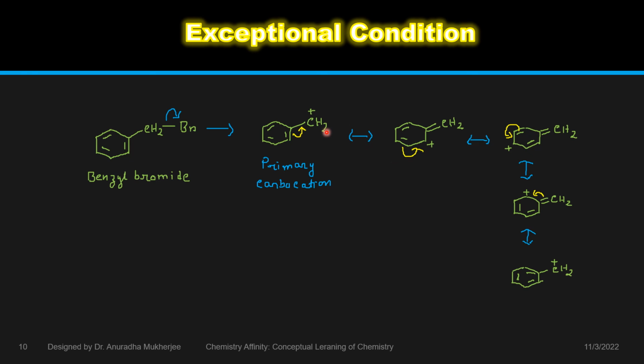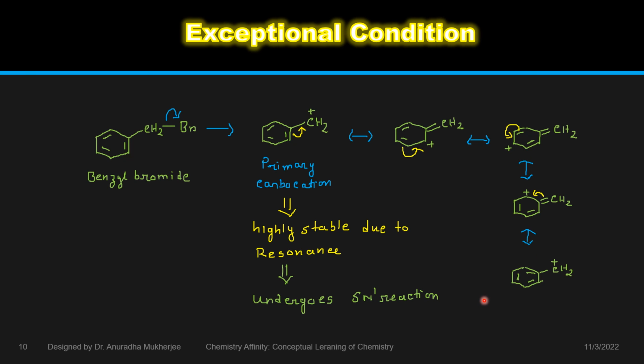because this benzyl carbocation undergoes resonance, because it is connected with the aromatic system, and here the resonance of the benzyl carbocation has been shown. So that's why benzyl carbocation is a highly stable carbocation. Since it's a very stable carbocation, the reaction will proceed via SN1 reaction. We have to remember benzyl bromide or benzyl alcohol, though they form a primary carbocation, are highly stable due to resonance. So this kind of compound undergoes SN1 reaction.